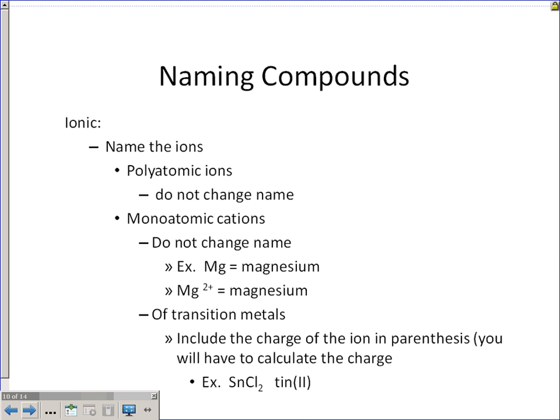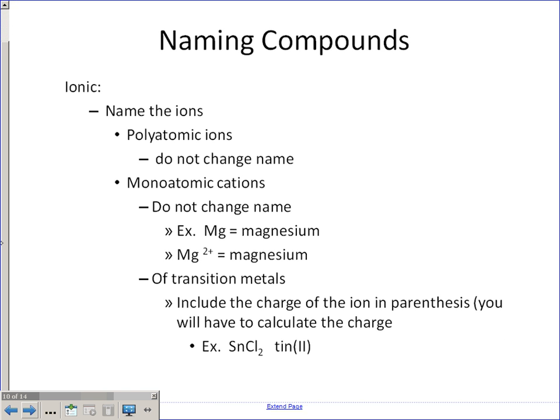When we go to name these compounds, we want to name the ions. Polyatomic ions, their names do not change. If it's carbonate on the sheet, it stays as carbonate. Monoatomic cations, we don't change their name. So the metals' names are going to stay the same: magnesium, sodium, lithium, beryllium. And for transition metals, we include the charge of the ion in parentheses.